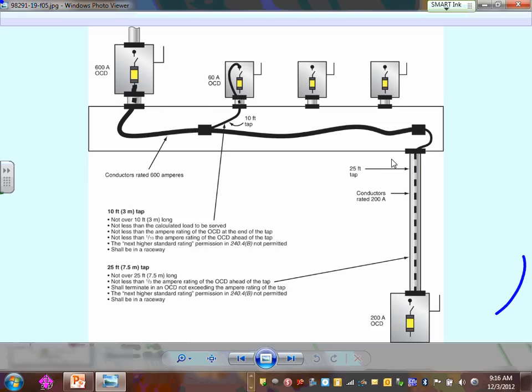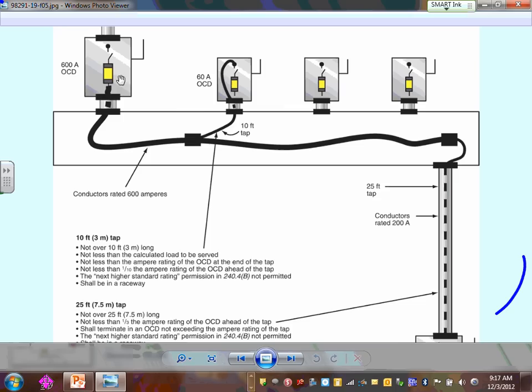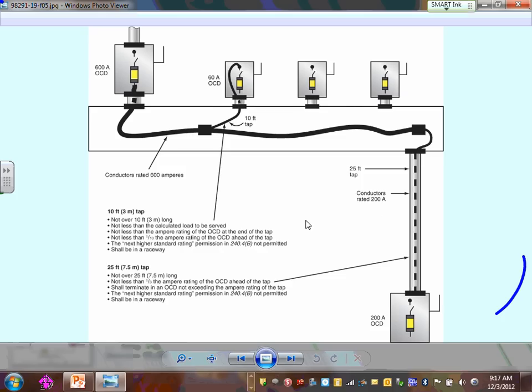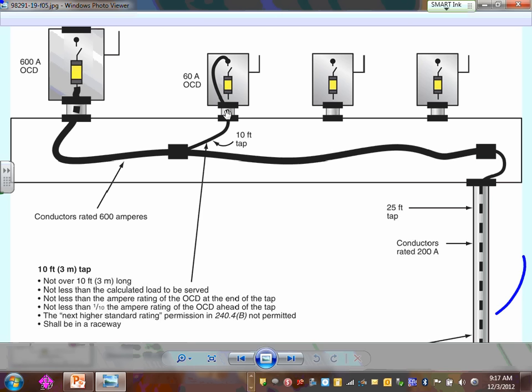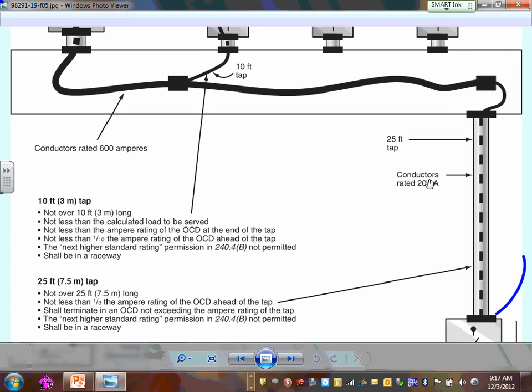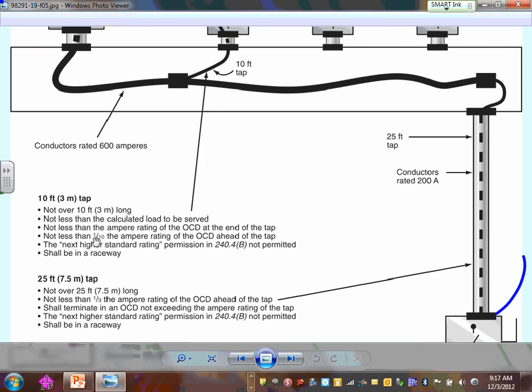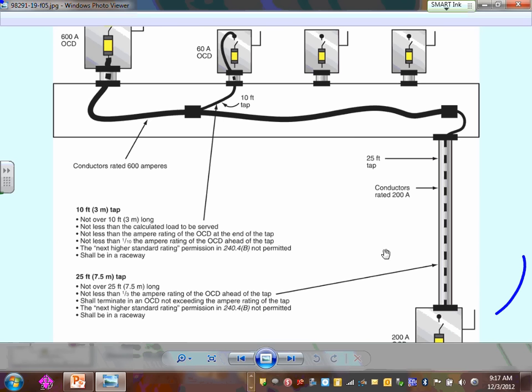There are two tap rules commonly used in the industry, guys. I want you to look at this. I have a 600 amp feeder protecting a 600 amp conductor, that fat fluffy one, and from there I'm tapping a 60 amp fuse disconnect up to 10 feet, and I'm also tapping a 25 amp conductor up to 200 feet. And here's rule number one, 200 amp up to 25, 25 feet, thank you.